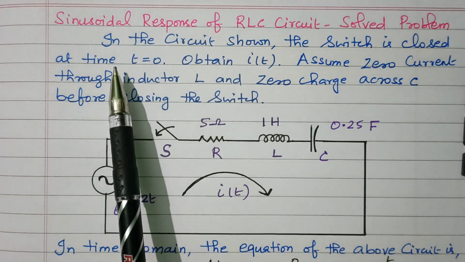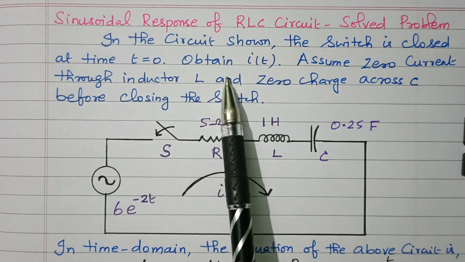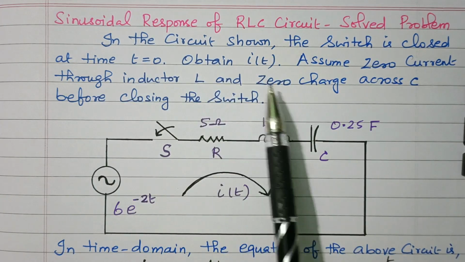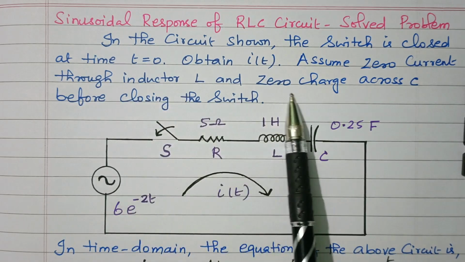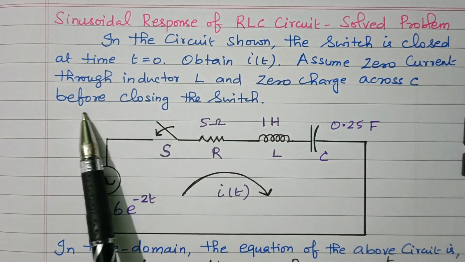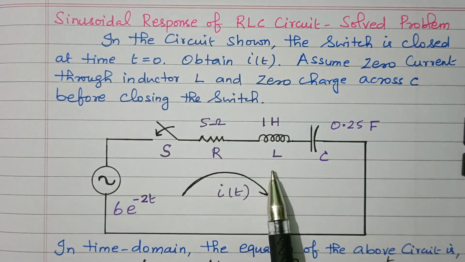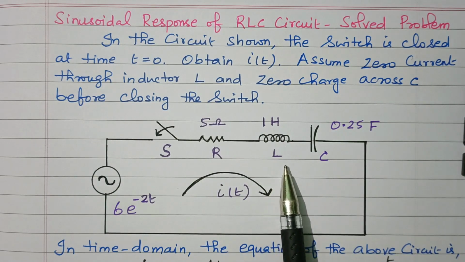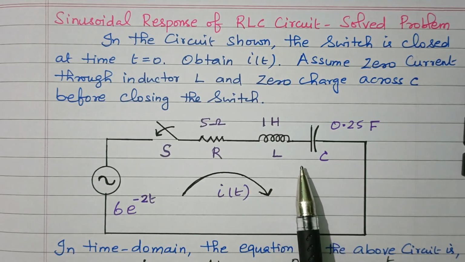I will see the statement. In the circuit shown, the switch is closed at t equal to 0. Obtain i of t, the transient current. Assume 0 current through the inductor L and 0 charge across capacitor before closing the switch. So before closing the switch, there is no charge and no current in the inductor and capacitor. That is, the initial value is 0.